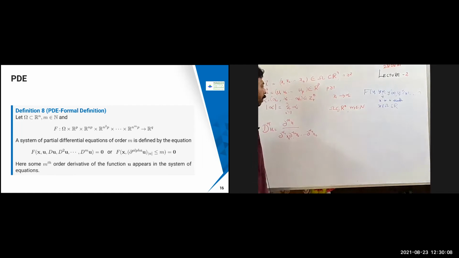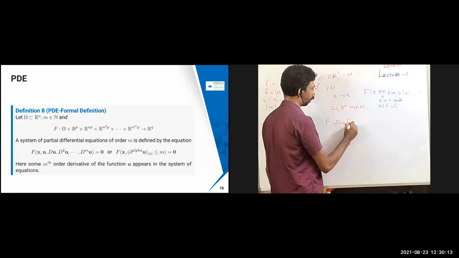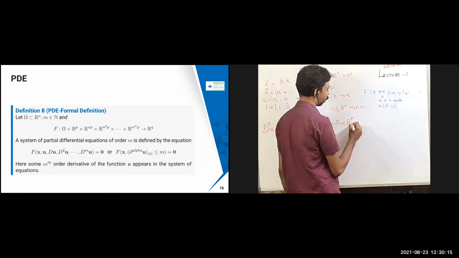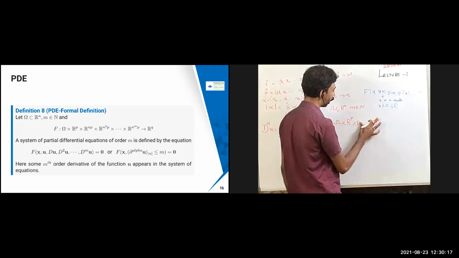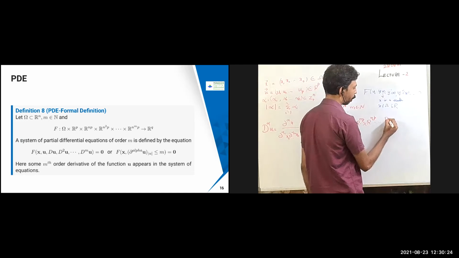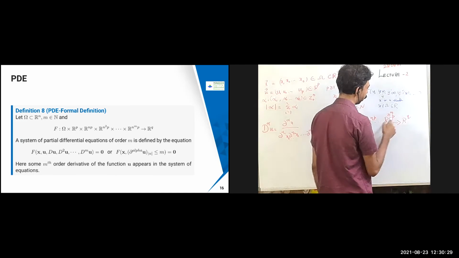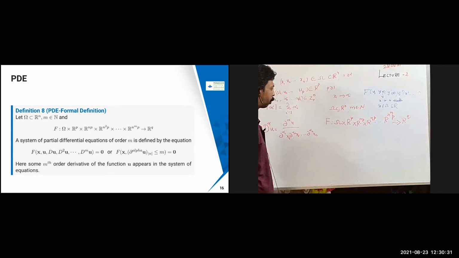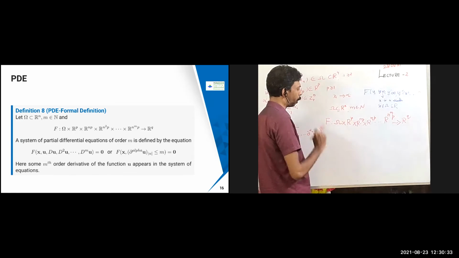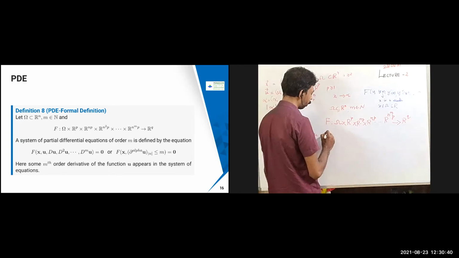Now f is a function from omega cross R^p, cross R^np, then cross R^(n squared p), etc., up to R^(n to the power m times p), going to some R^q. Let me explain what it is and what it means, because this is going to be different, not the way we did it in the ODE class. This is different. So let us define and then I will explain.